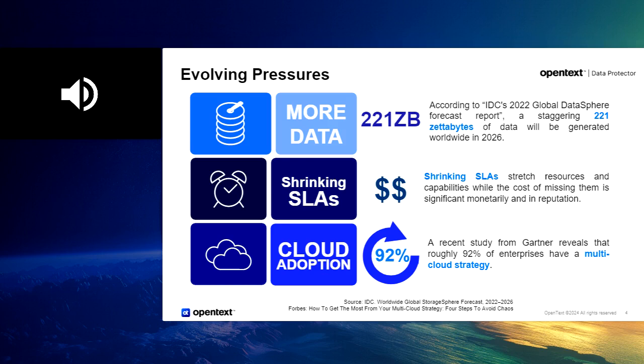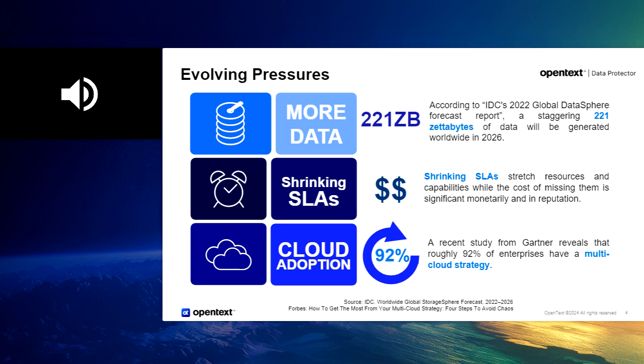We see a massive increase in the amount of data, and it's estimated that by 2026 we'll have up to 221 zettabytes of data that potentially needs to be backed up. Obviously, SLAs are shrinking constantly, as I've already mentioned. This is putting more pressure on IT departments and on backup admins. Customers and IT companies are also moving more and more towards the cloud, and we don't see just a single move to cloud. We see more and more hybrid cloud and multi-cloud strategies, so there are a lot of different challenges moving forward.